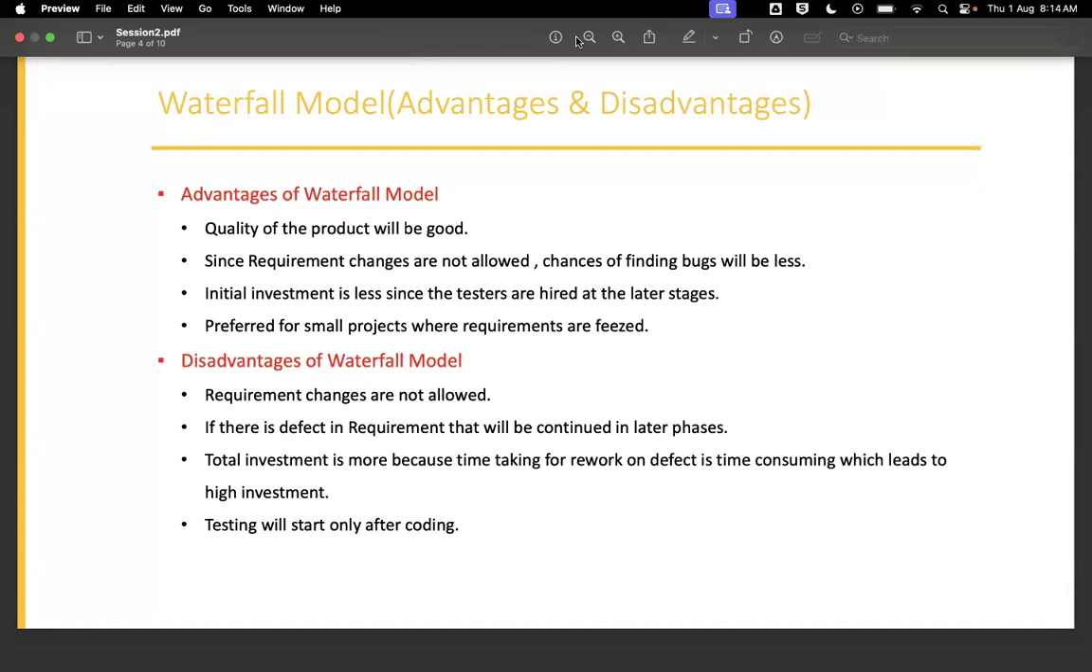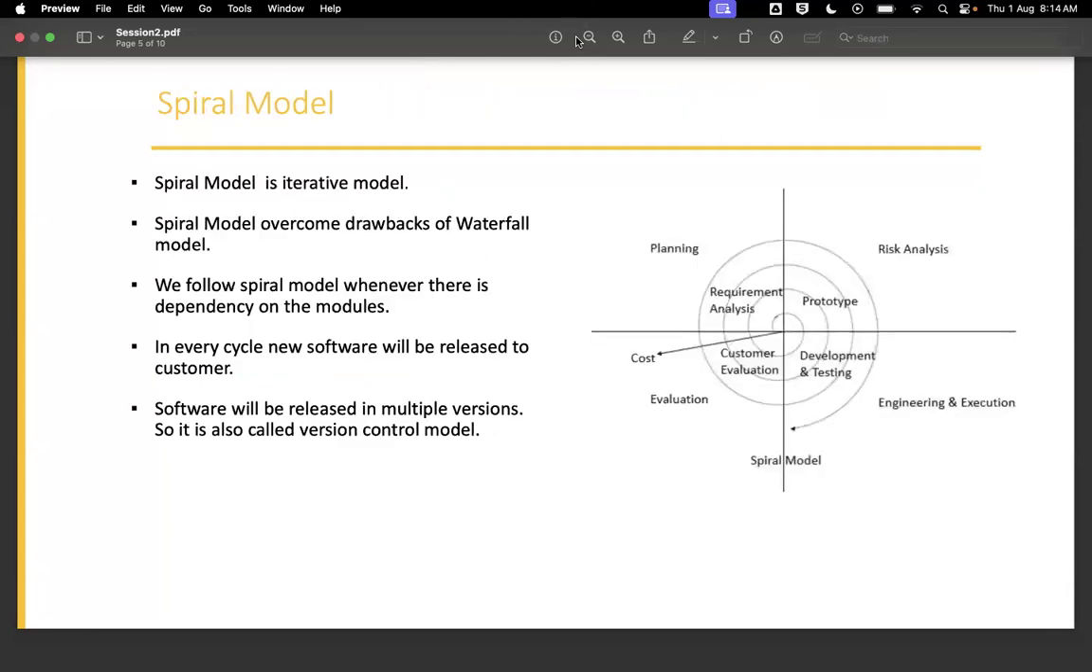Okay. Next is the spiral model, guys. Spiral model is an iterative model. It is like multiple waterfall models. Each loop will be considered a single waterfall model. This type of cycle is usually used in app development, guys.